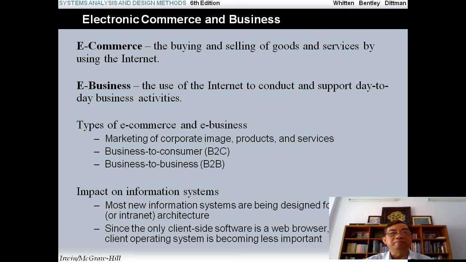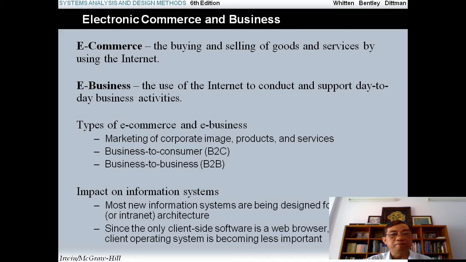About e-commerce and e-business: e-commerce is the buying and selling of goods and services by using the internet. E-business is the use of the internet to conduct and support day-to-day business activity. And we have many types of e-commerce and e-business, like marketing of corporate image, products and services, business to consumer (B2C), and business to business (B2B).